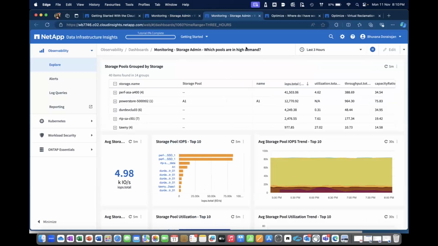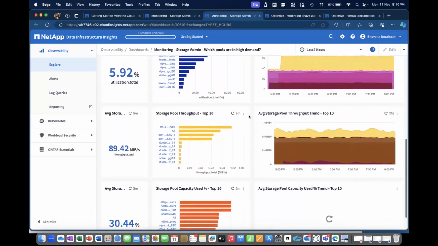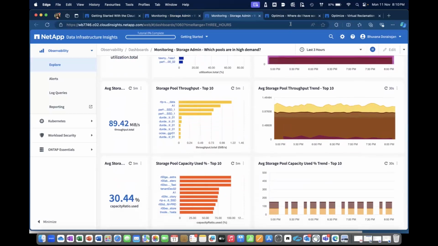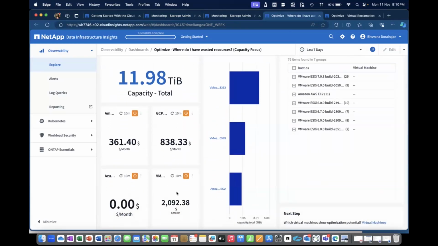So here's another dashboard that gives you the same kind of data and understanding, but at the storage pool level. Let's have a look at another dashboard about optimization. So as you can see here, we have acquired stats and counters from multiple places like AWS, GCP, Azure, etc.